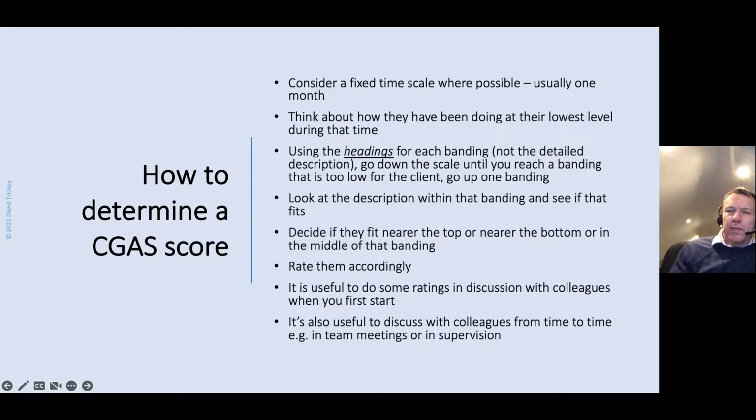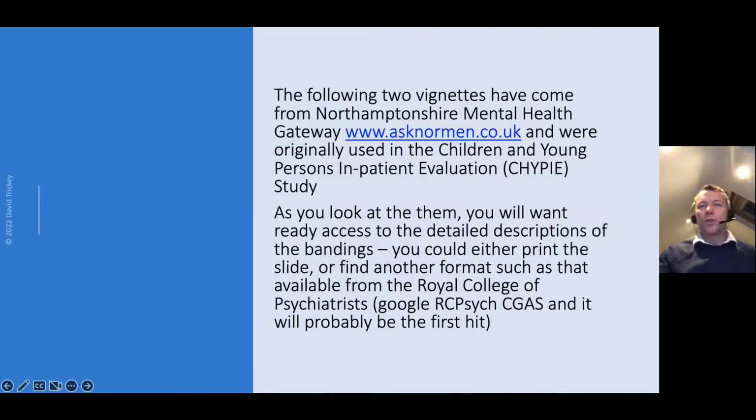Now, it's useful to do this in discussion with colleagues, particularly as you first start to get used to it. And it's also useful every now and then actually to continue to do it in discussion, just to make sure you're using it in the same sort of way as people around you. So I'm going to show you 2 vignettes, 2 short descriptions of young people, and these have come from the Northamptonshire Mental Health Gateway, and they were originally used in a study called the Children and Young Person's Inpatient Evaluation Study.